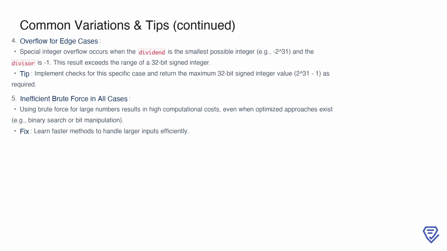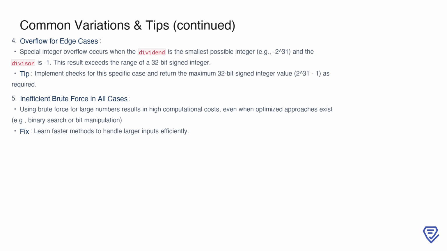Another critical challenge arises with integer overflow in edge cases. Specifically, if the dividend is the smallest possible 32-bit signed integer, like -2 to the 31st power, and the divisor is -1, the result would exceed the range of a 32-bit integer. To handle this, you should implement a check for this specific case and return the maximum 32-bit signed integer value, which is 2 to the 31st power -1.